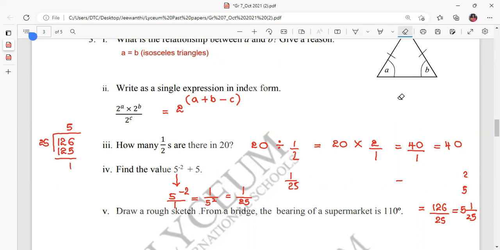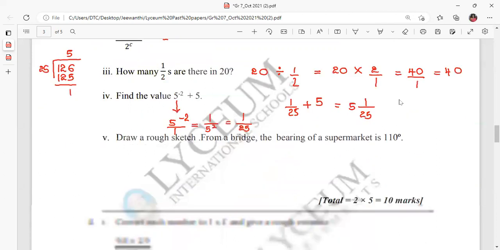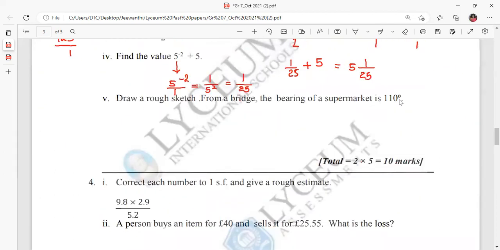Now we realize that 5 to the power negative 2 is 1 over 25. For that, you add 5. Then what will be your answer? It is 5, 1 over 25. So this should be the final answer, right? Then we will move to the last question here.